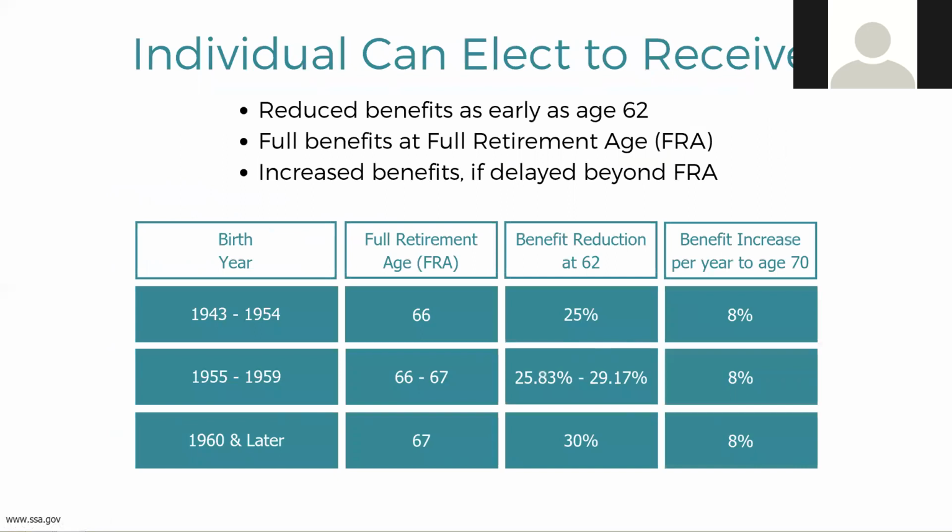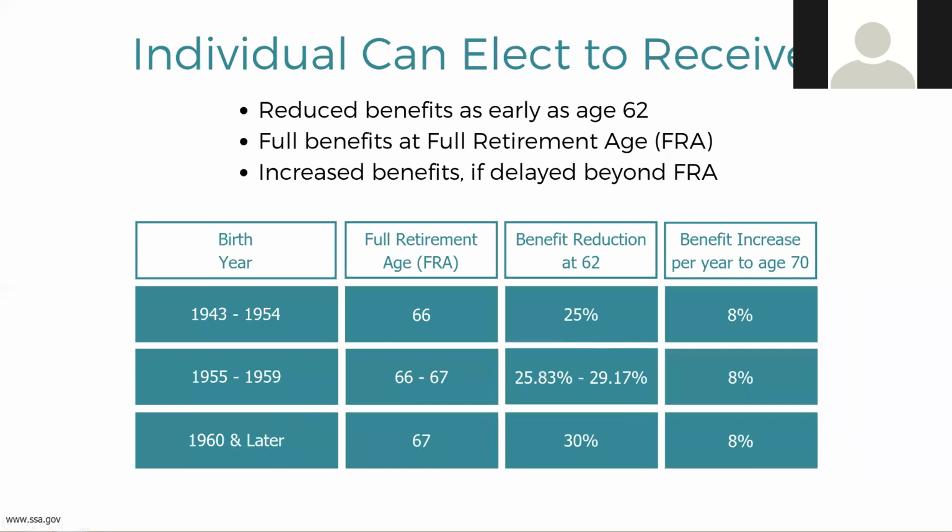So this chart shows you what the different ages are first. Based on your year of birth, your full retirement age is either 66, 67, or somewhere in between. If you were born between 1955 and 1959, your full retirement age goes up in two-month increments: 66 and 2 months, 66 and 4 months, and so on. Under current law, everyone born in 1960 and later has a full retirement age of 67.